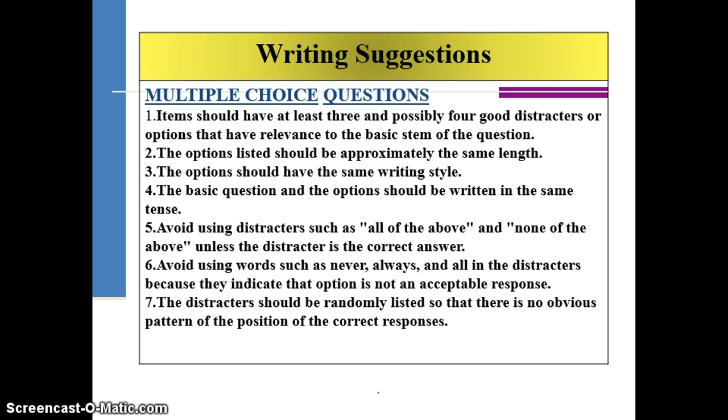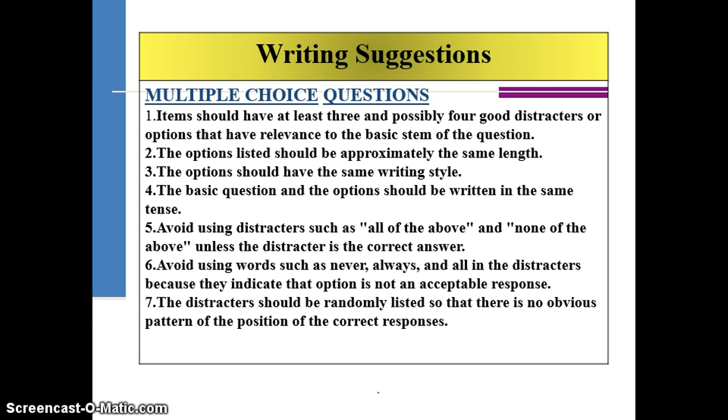Now, writing suggestions for multiple choice questions. Items should have at least 3 and possibly 4 good distractors, or options that have relevance to the basic stem of the questions. The options listed should be approximately the same length. The options should have the same writing style. The basic question and the options should be written in the same tense.